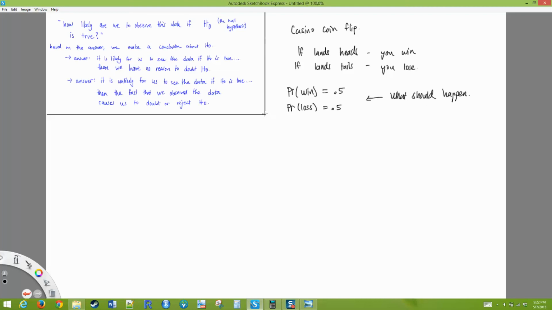Of course, in a casino coin flip, they would never let you actually touch the coin. There would probably be some machine where maybe you crank something and it shoots up the coin or something. Anyway, let's say you play 10 games. You love this game. This is your favorite game in Las Vegas. According to the rules of probability, we expect you to win how often? 5 times out of 10.